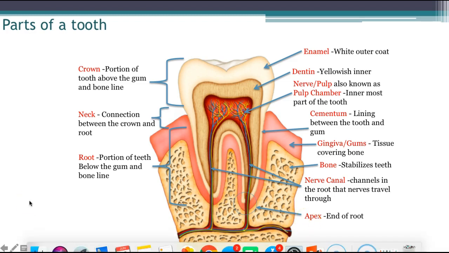So there you have it. This is the basic anatomy of a single tooth. These labels can be transferred from tooth to tooth. Each tooth has a different shape, a different setup, but overall they're pretty much the same thing. Like I said earlier, one tooth might have one root, one might have two roots, some might have three. That all varies, but all these labels are transferable from tooth to tooth.